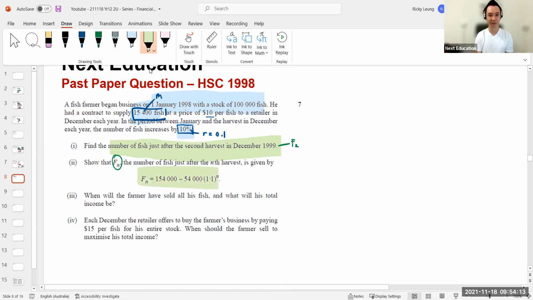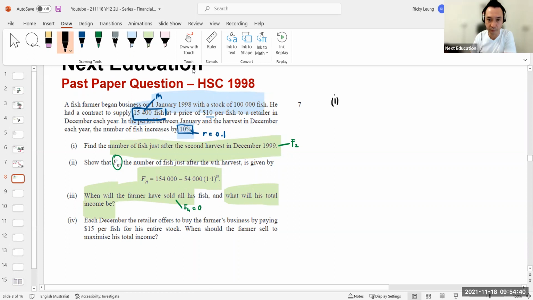Up until there, if you can understand it, that is textbook. Then when he's sold all the fish, so when Fn goes to 0, that's also textbook. I like that. And what will his total be? Ooh, that catches people by surprise. And then the last one, each December retail. Oh, I like that question. Let's tackle that when we get there.